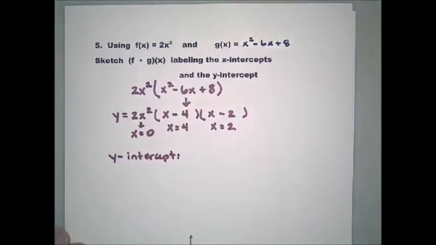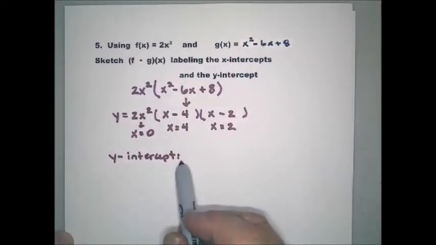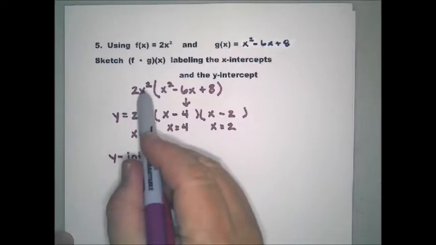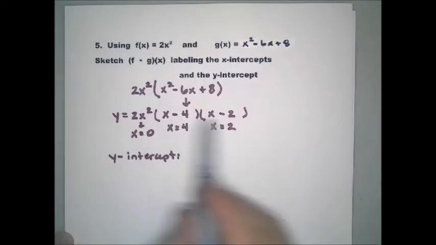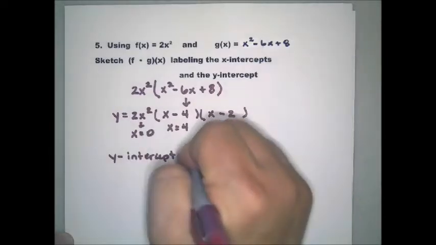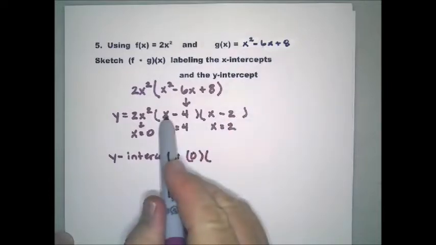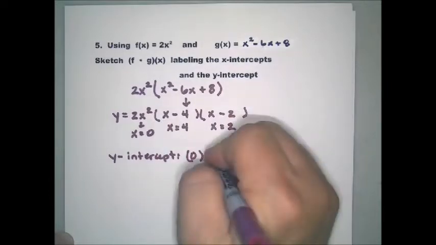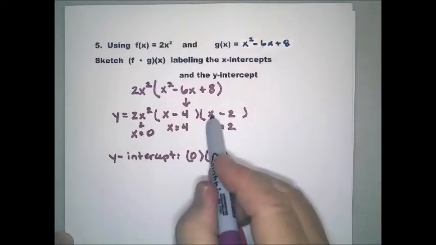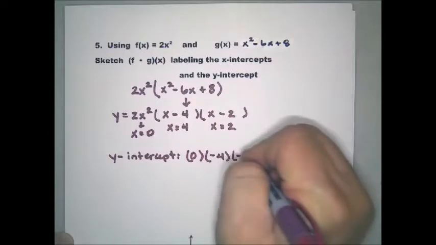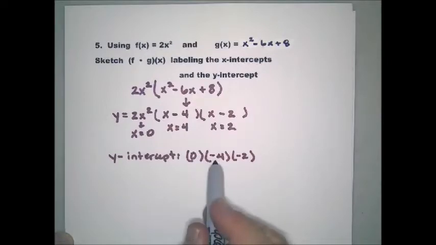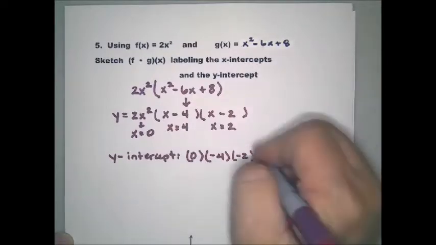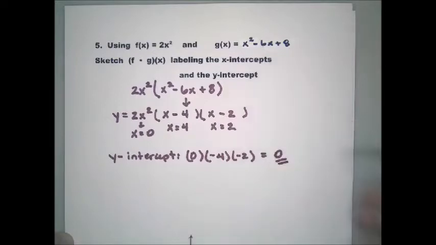Well, the y-intercept happens when x does equal 0. So in order, that would be 2 times 0 squared, which would be 0. Let's go down here where I have all my factors. 2 times 0 squared would be 0. If I plugged in a 0 right there for the x, 0 minus 4 would be negative 4. 0 minus 2 would be negative 2. So the y-intercept would be 0 times negative 4 times negative 2, which is 0. So the y-intercept is 0.